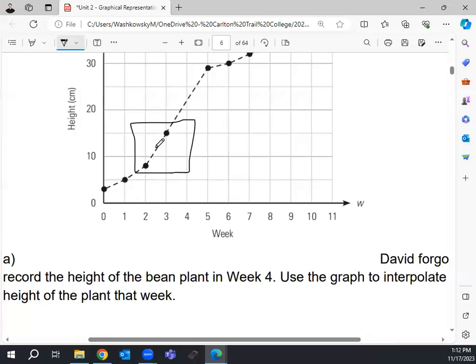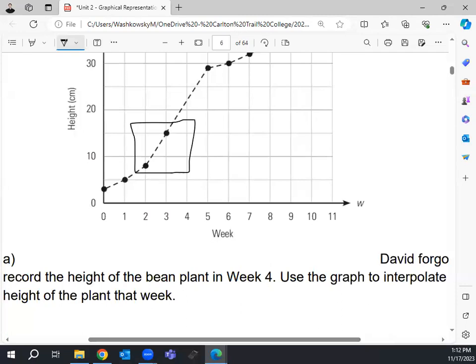he didn't mark week 3. He forgot. So interpolating is, okay, I'm trying to guess where in week 3 I think his plant is probably at. So I have 2 data points. I need to take an educated guess where I think that is. We're interpolating where we think week 3 should be. How high do we think it was? At week 3, yeah, maybe like 12 centimeters.